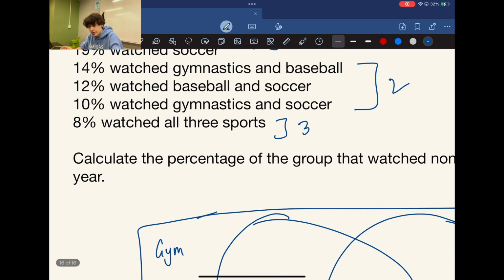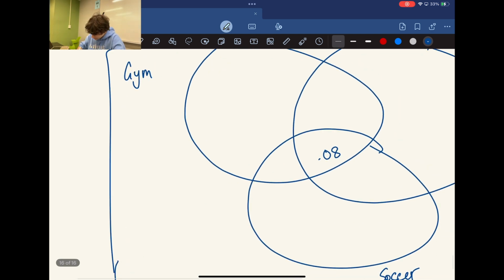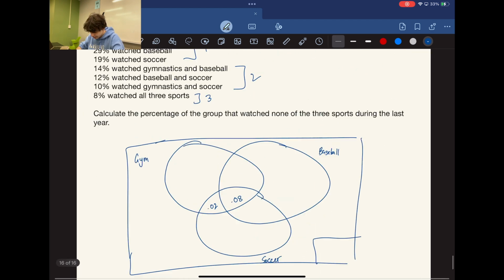If 10% watch gymnastics and soccer and 8% watch all 3 sports, that would mean only 2 out of those 10% just watch gymnastics and soccer, because the other 8% of that 10% watch all 3 sports. So if you're following along, this would mean that there is now a 0.02 there. And the same logic applies for the rest.